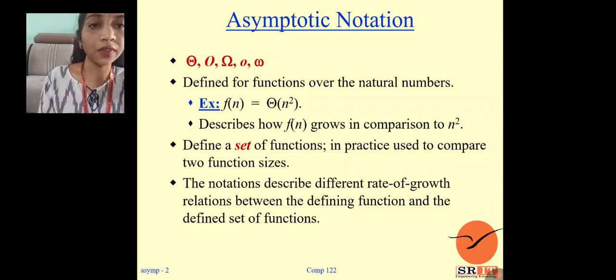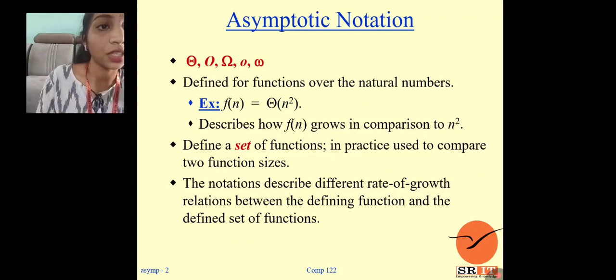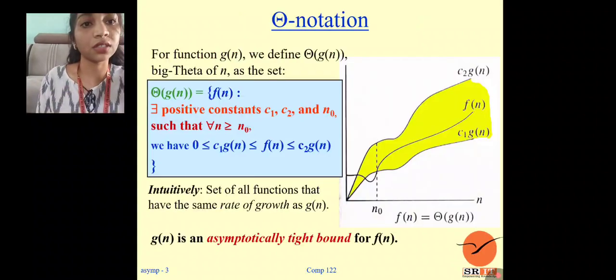Asymptotic notations are defined for functions over the natural numbers. For example, it describes how f of n grows in comparison to n square. They define a set of functions, and in practice are used to compare two function sizes. The notations describe different ranges of growth relation between the defining function and the defined set of functions.